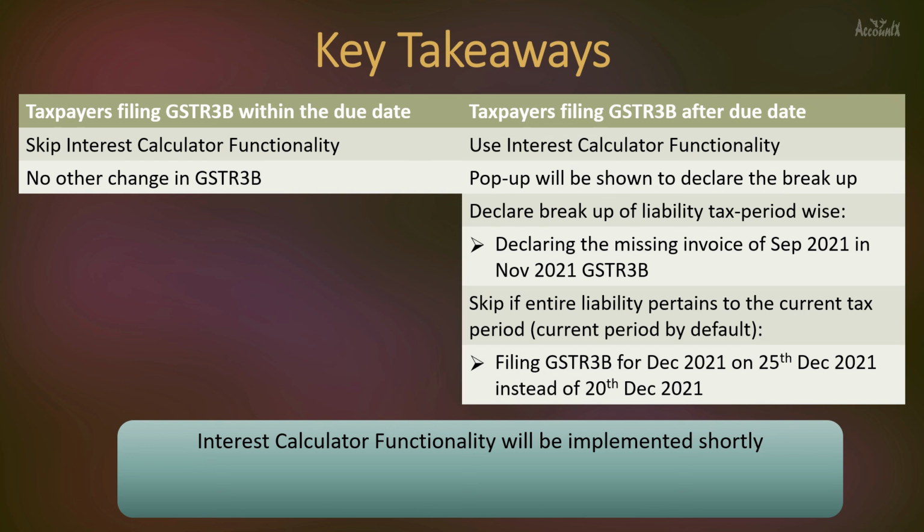This interest calculator functionality would be implemented shortly. Probably it might be ready by the time we start filing our GSTR3B for December 2021. According to the advisory released by GST Network, this would help taxpayers calculate correct interest, which in turn would contribute to ease of filing return.